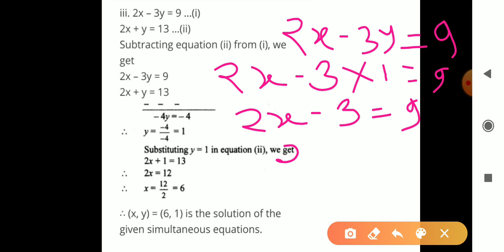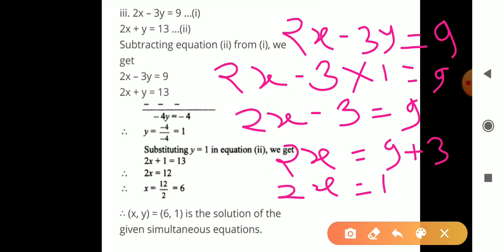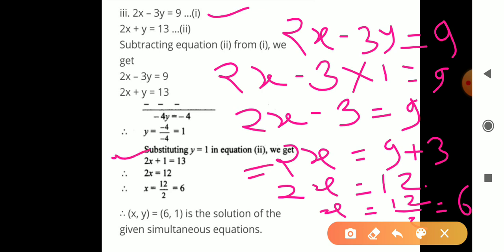So this becomes 2x minus 3 into 1, that is 3, equal to 9. So this becomes 2x equal to 9 as it is, and this minus 3 becomes plus 3. So 2x equals 9 plus 3, and 9 plus 3 becomes 12. This 2 becomes divided to the right side, so 2x is equal to 12 divided by 2, and 12 divided by 2 is 6. So the value of x is 6. When we put the value in equation 1, the same as substituted in equation 2, the answer is the same, x is equal to 6.